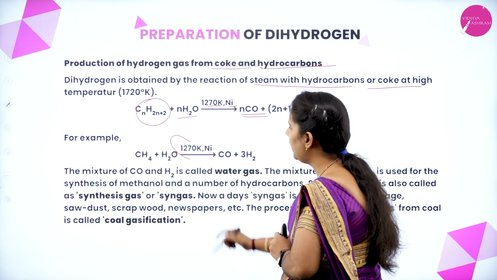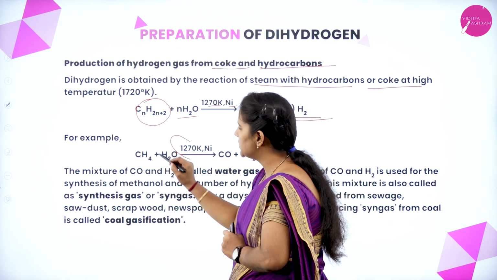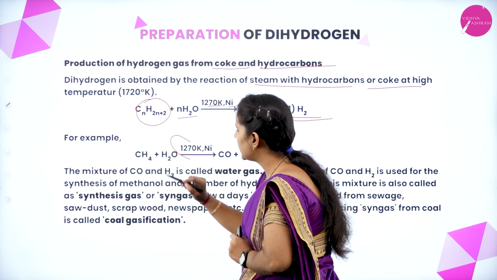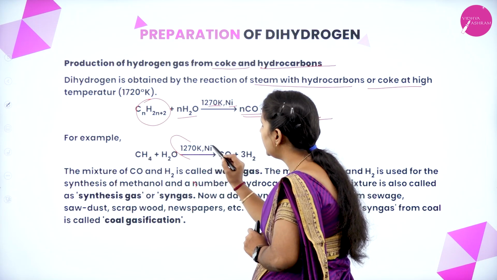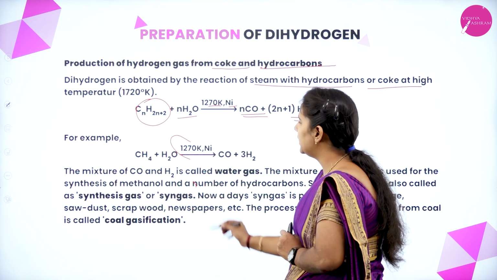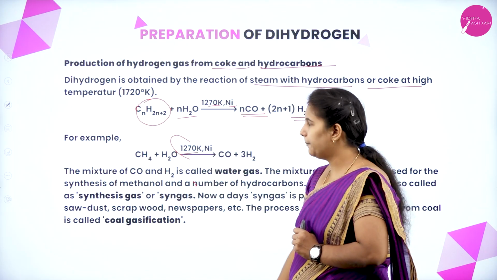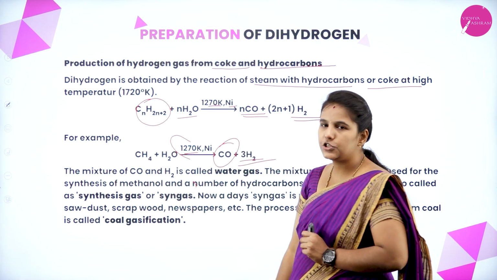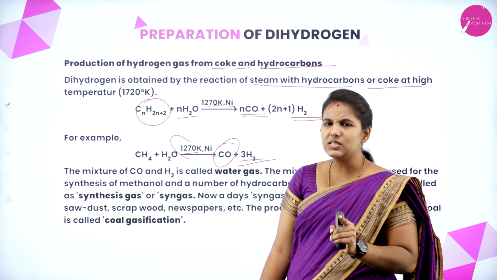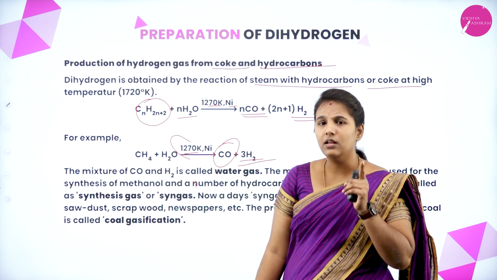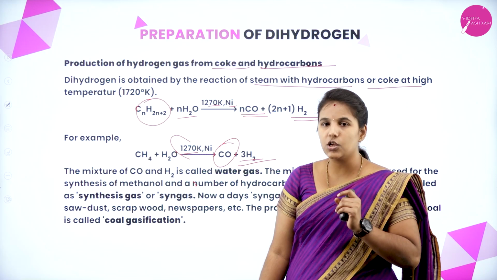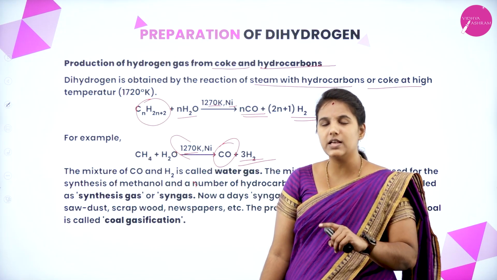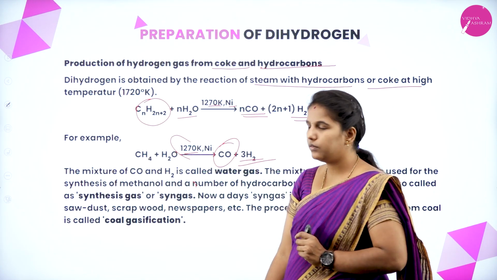So, for example, I can take the hydrocarbon as methane, which is allowed to react with the water molecule in presence of nickel as a catalyst at very high temperature, it gives us carbon monoxide with the formation of hydrogen gas. This is how we can easily develop the hydrogen gas by using hydrocarbon.